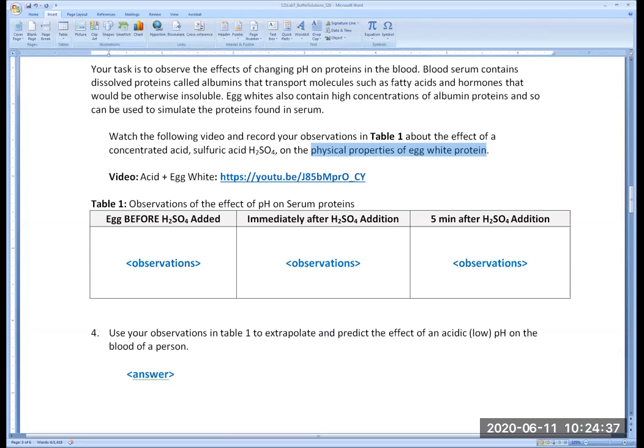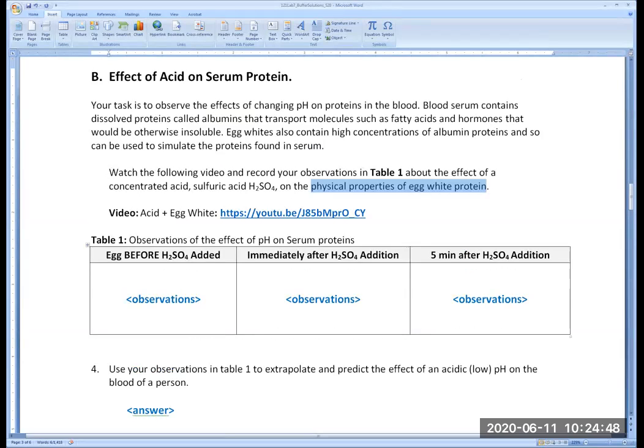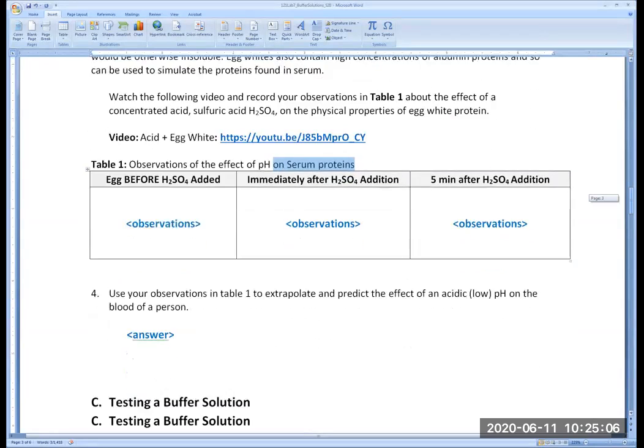And so question 4 is there for you to do the inference. So using the observations in table 1, extrapolate and predict the effect of an acid pH on the blood of a person. What would happen in particular to the serum proteins of the blood when you have an acidic pH in your blood? What would happen? So that's part B, effects of acid on serum proteins.